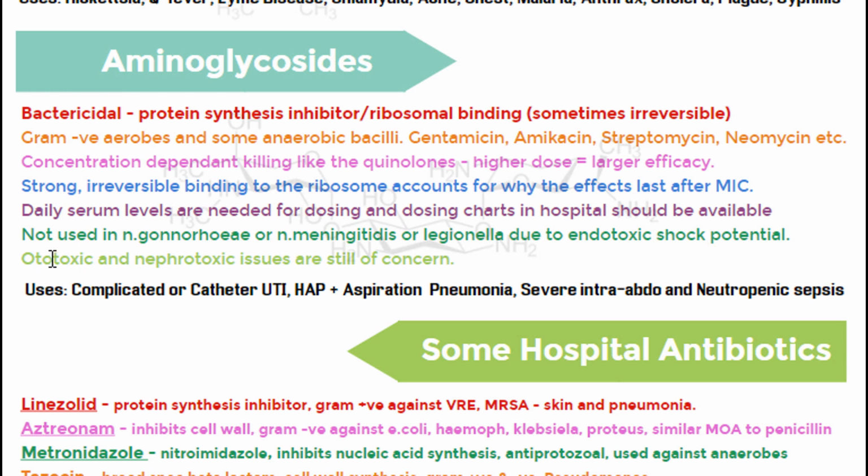There's still concerns over ototoxicity and nephrotoxicity, so it can damage your kidneys and damage your ears if given the wrong dose. So if you give a dose of gentamicin fast or too large a dose of gentamicin, it can cause ototoxicity, deafness, and also kidney damage. Its uses are in complicated or catheter-associated urinary tract infections, hospital-acquired pneumonia and aspiration pneumonia, severe intra-abdominal infection and neutropenic sepsis.